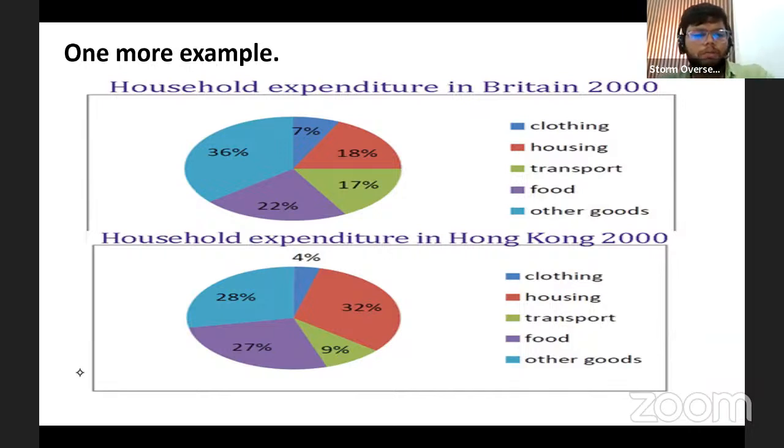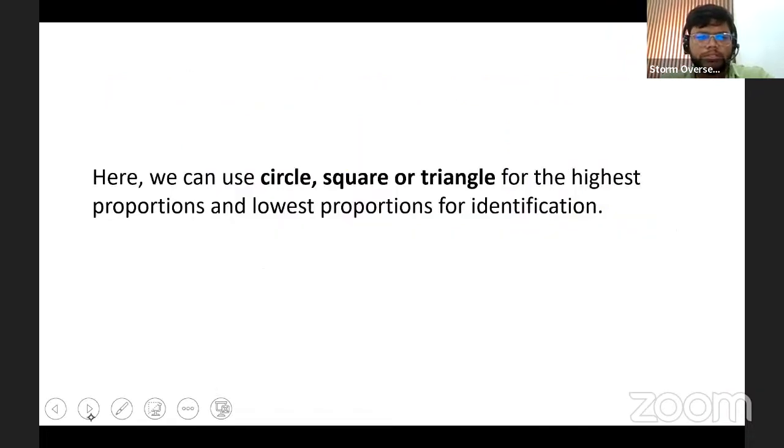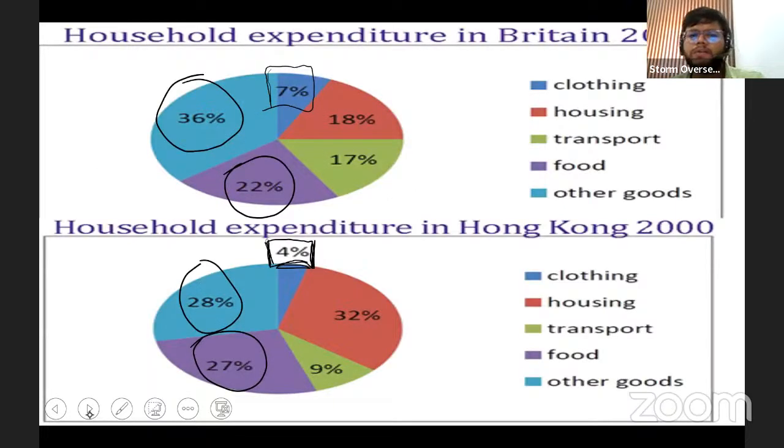So once more I have used indicators, and this is going to help. I have used a circle and a square to differentiate higher and lower values. The circle is the major portion, and as I said, it is higher in both the countries. And for clothing, it is lesser in both the countries again.